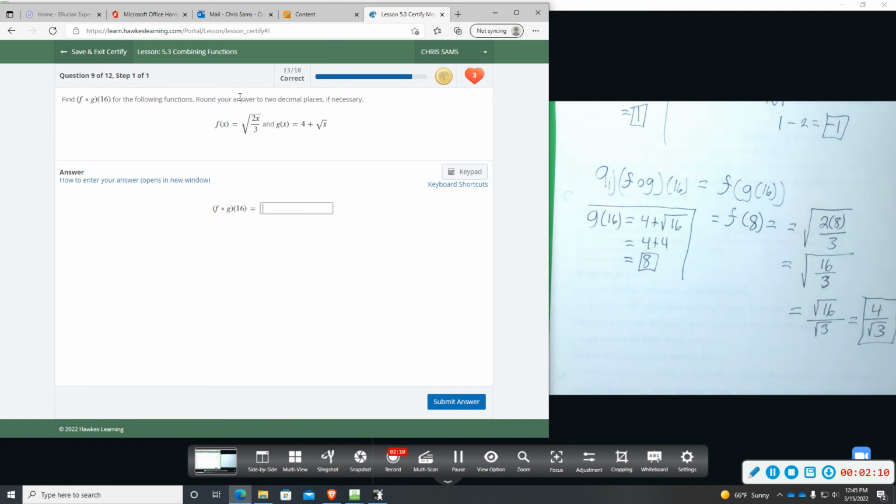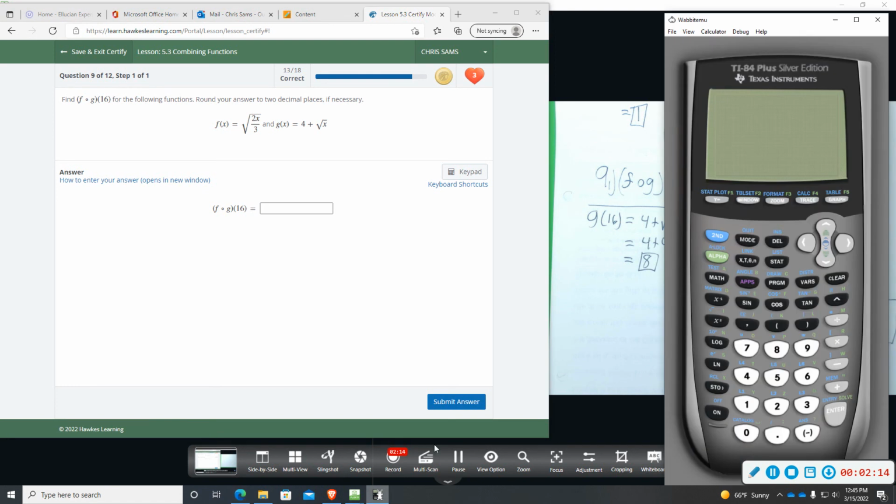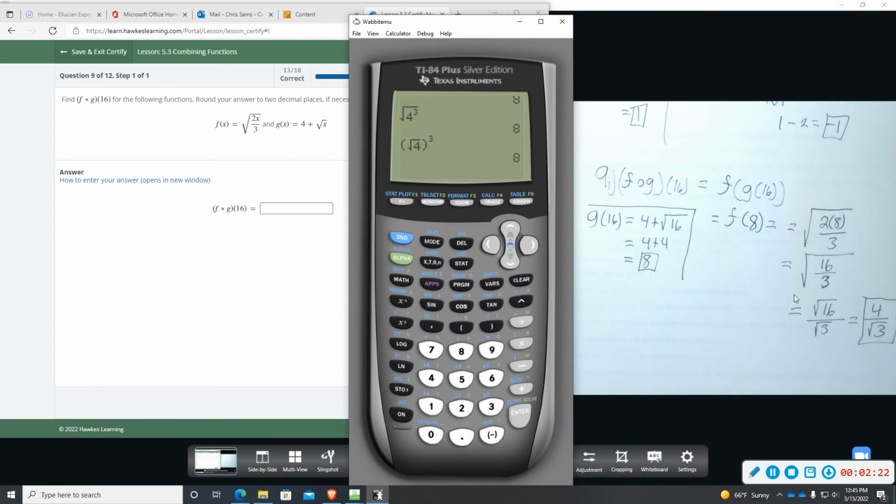So it says round to 2 decimal places, so that's indicating to me that they want us to use a calculator. So I'm going to show you both. I'm going to show you the whole square root of 16 divided by 3. So if I do this green alpha button, the y equal button, it gives me the option to make a fraction. And then I want to do second square root.